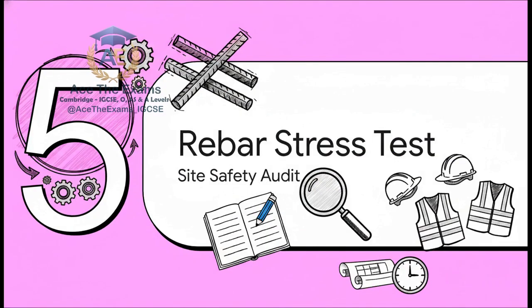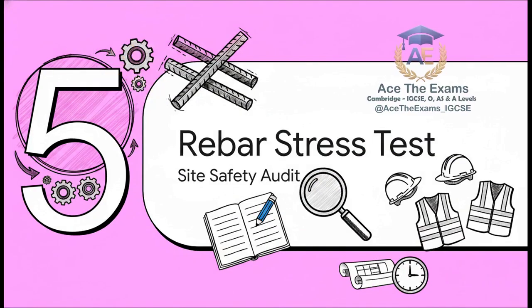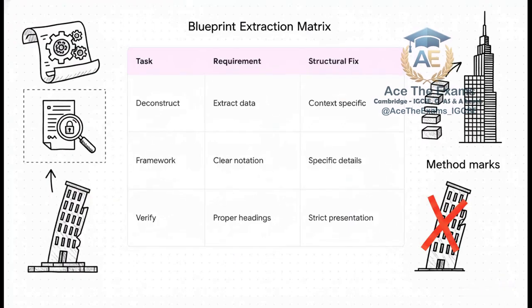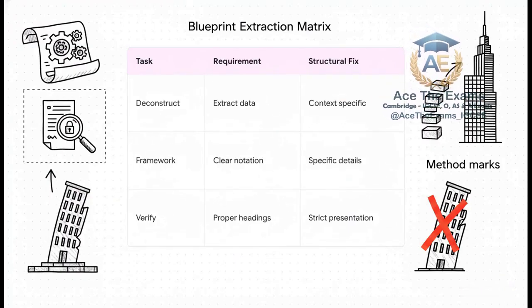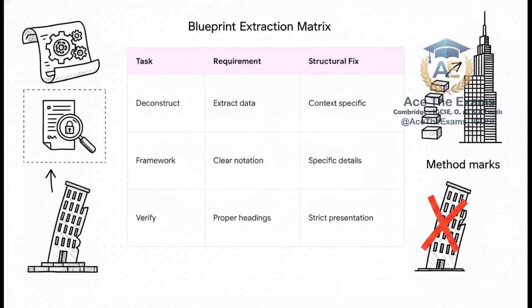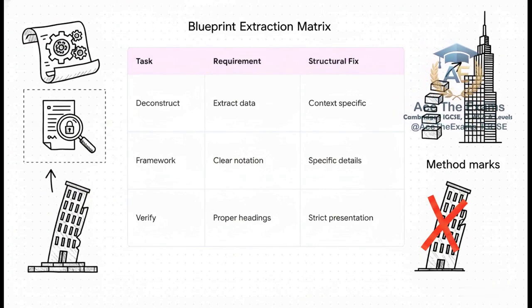Section 5. Interactive Rebar Stress Test. Site Safety Audit. Now I'm turning away from the blueprint room and I am speaking directly to you, the viewer. It is time for a live site safety audit to test your own extraction skills and verify your structural readiness for this AS-level exam. Take a good look at the blueprint extraction matrix we have here.